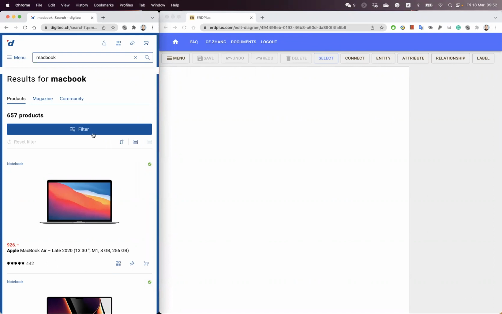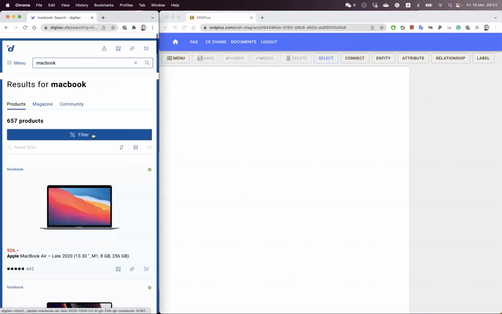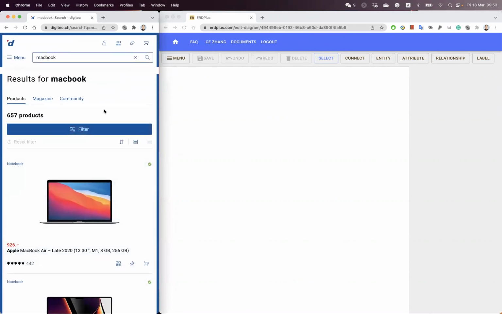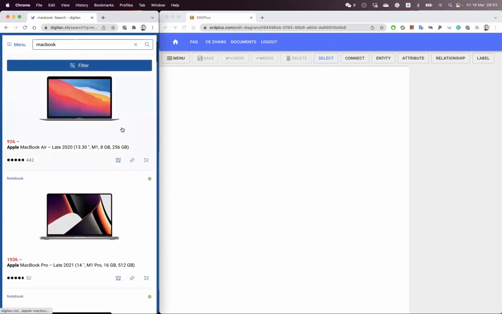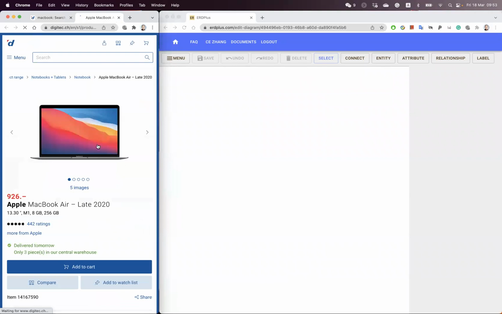On the left-hand side, assume you want to build the next generation of digitech, for example. I need to store the data somewhere. How can we model that? What data do we need to introduce in this database? One thing you could do is look at all those products, the different types of laptops.